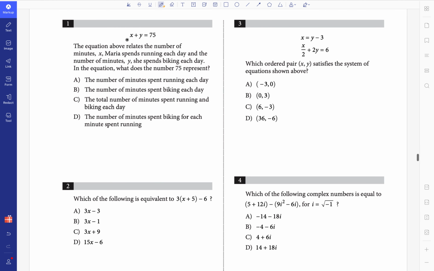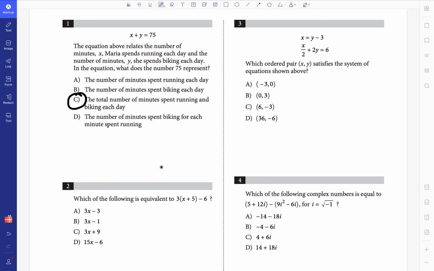So, number one, x plus y equals 75. The equation above relates the number of minutes, x, Mariah spends running each day, and the number of minutes, y, she spends biking each day. In the equation, what does the number 75 represent? If I'm adding the number of minutes she spends running to the number of minutes she spends biking, then 75 is the total number of minutes spent running and biking each day. So it would be this one, because it's not the number of minutes spent running each day, we said that's just x, and this one's just y, and this one's just wrong.